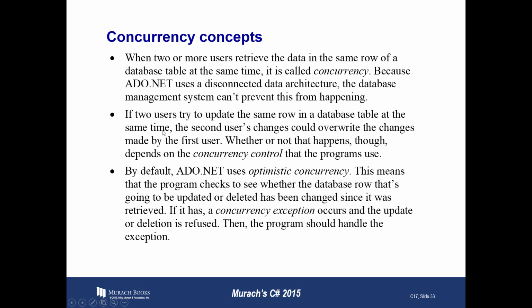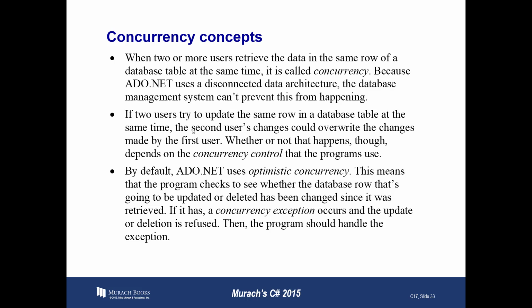So as they mention here under concurrency concepts, when two or more users retrieve the data in the same row at the same time, it's called concurrency. Because ADO.NET uses a disconnected data architecture, the database management can't stop that from happening. So when that happens, if the first user writes and then the second user writes, the second user's changes can overwrite the changes made by the first user. Whether or not that happens, as it says here, depends on what type of concurrency control you use.